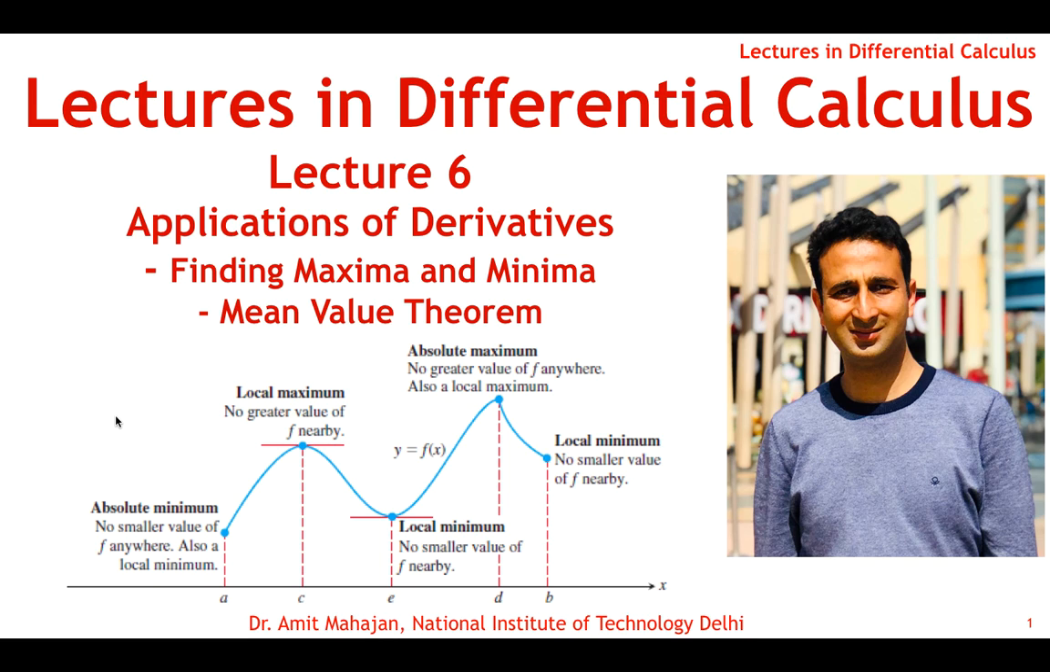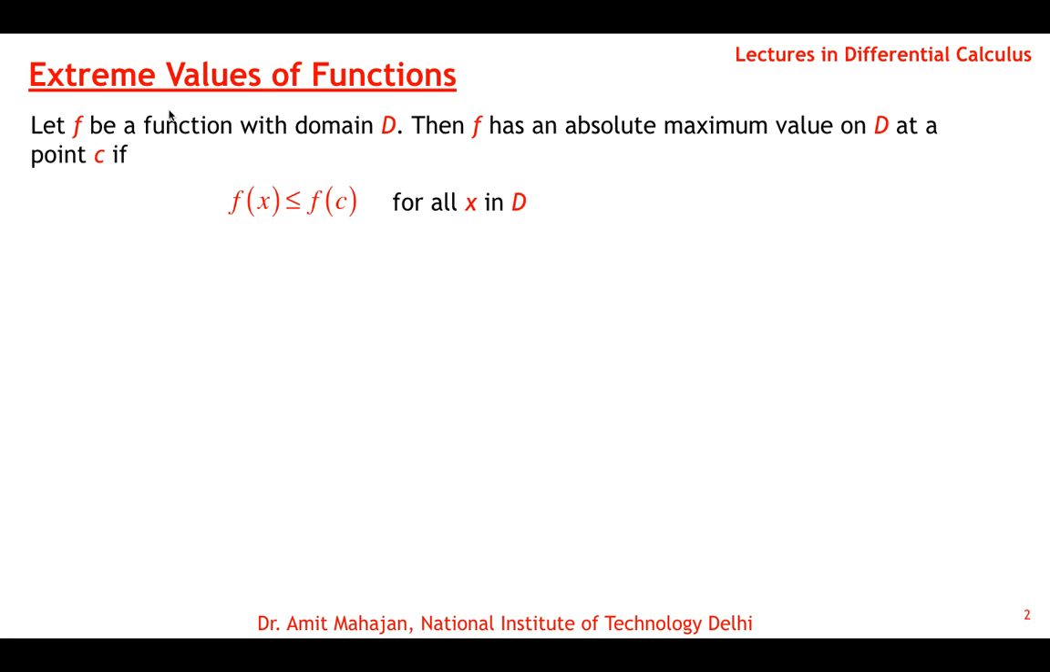That means what are extreme values. Okay, so extreme values of functions. Let f be a function with domain D, then f has an absolute maximum value on the domain at a point C if the function value at C is greater than or equal to all function values for all x in the domain. Okay, so f of C will be the absolute maximum value if this value is greater than or equal to all the values of the function for all x in the domain.